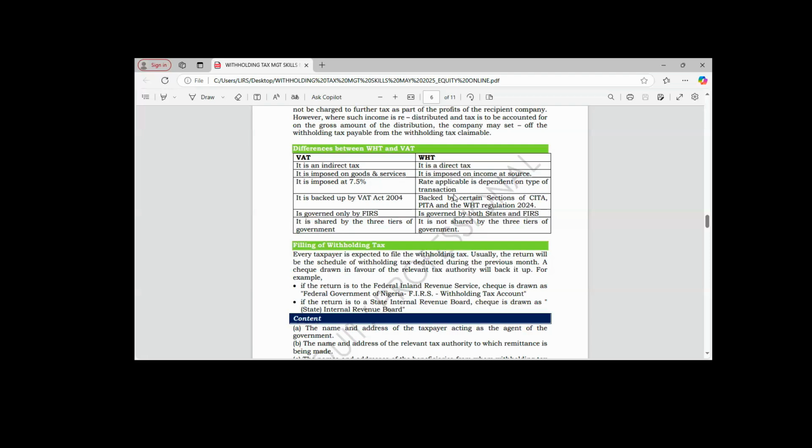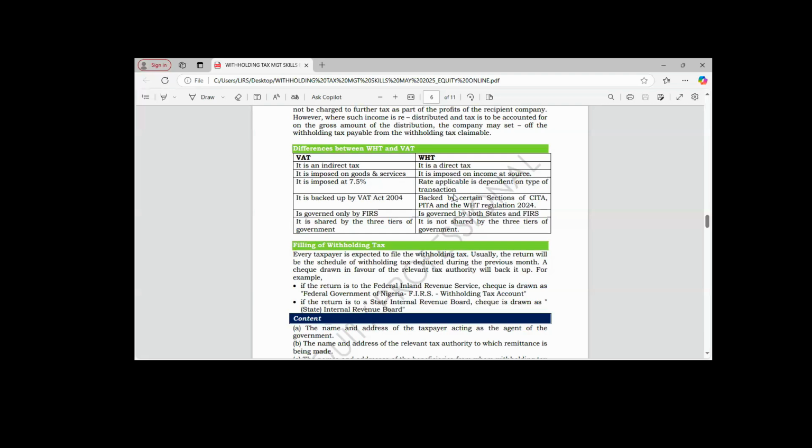So as an agent, I have deducted withholding tax from a particular vendor. How do I account for that withholding tax? Accounting for withholding tax is called filing of withholding tax. You are going to file using what is called a withholding tax schedule. That schedule is where you state information relating to withholding tax. So the withholding tax schedule is simply a document prepared by the agent to the relevant tax authority, showing the details of the withholding tax.